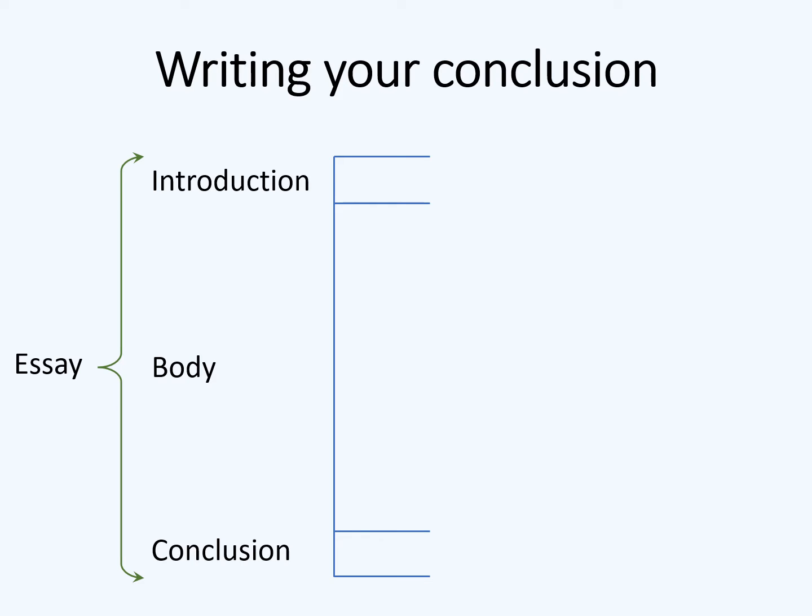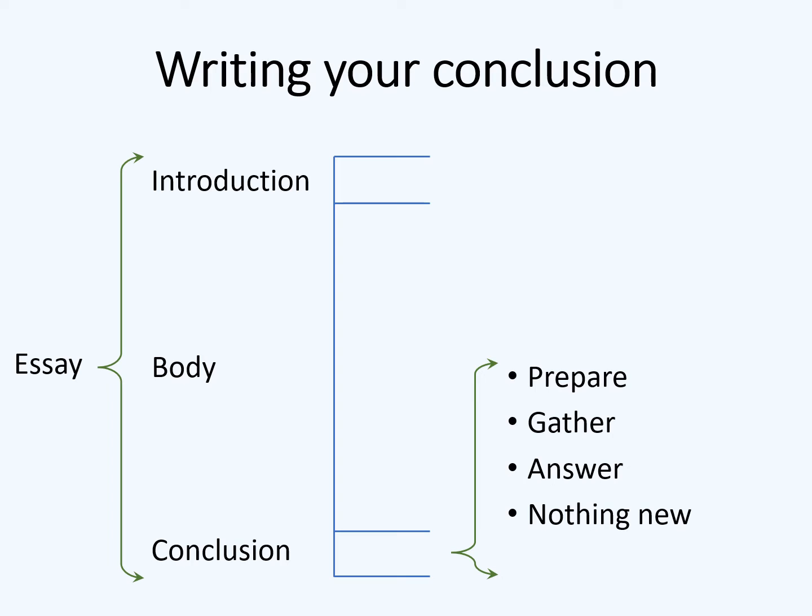In order to write a good conclusion, you will need to address 5 key functions. Firstly, the preparation. Secondly, gathering together the information. Thirdly, ensuring that you answer the question. Fourth, ensuring that you have nothing new in your conclusion. And finally, making the ending of your conclusion as good as it can be.